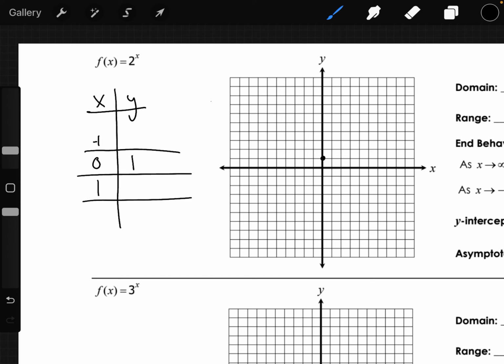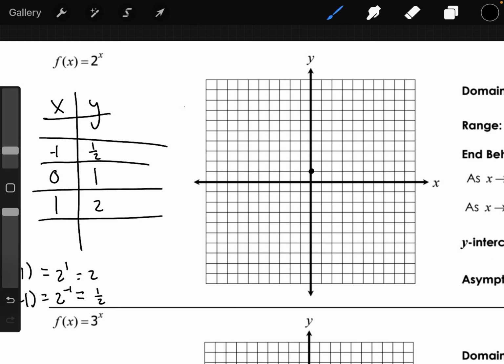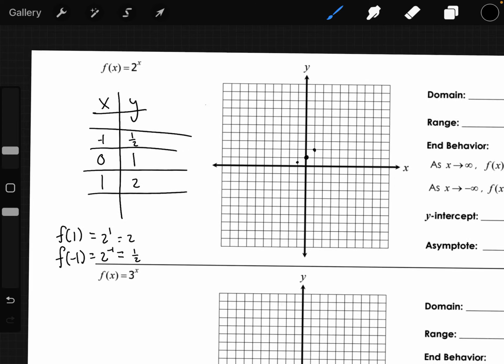Now we can go 1 unit to the right and 1 unit to the left. When x is equal to 1, f of x is equal to 2 to the power of 1, which is 2. When x is equal to negative 1, 2 raised to the power of negative 1 is 1/2. So we have 0, 1; 1, 2; and negative 1, 1/2.